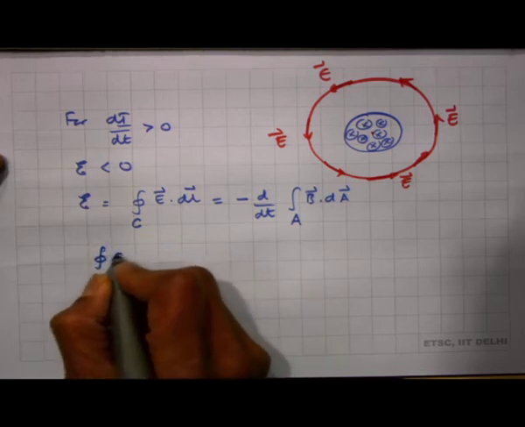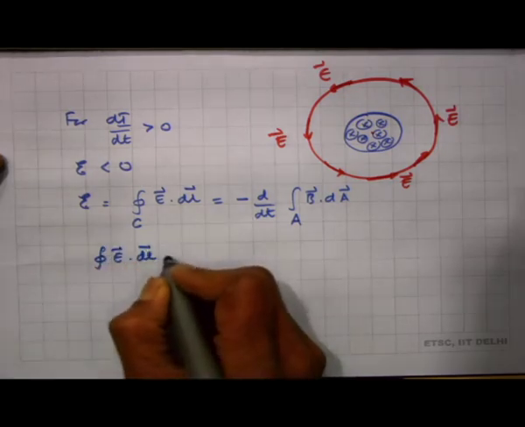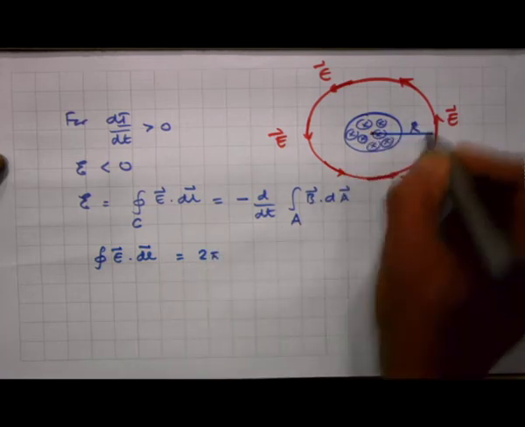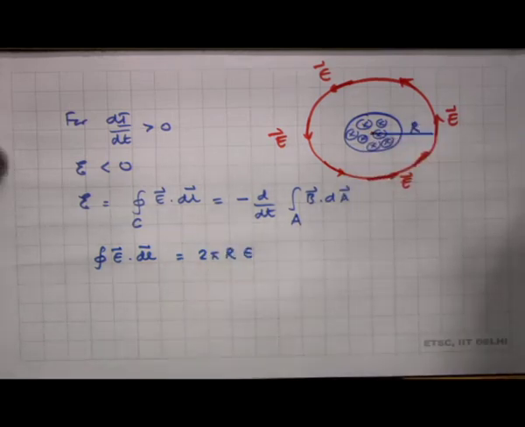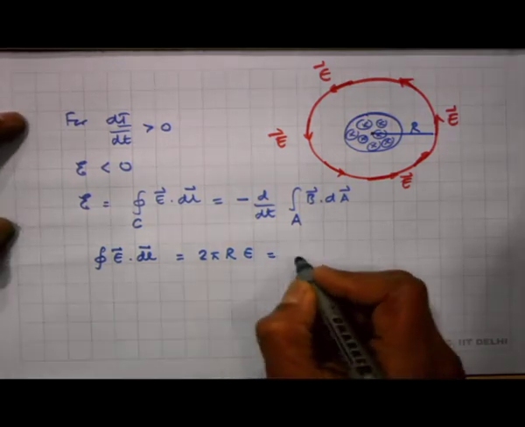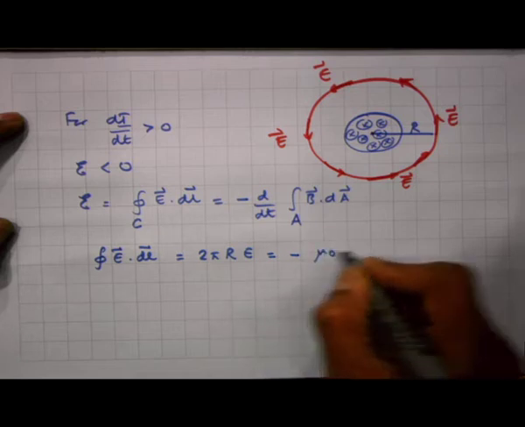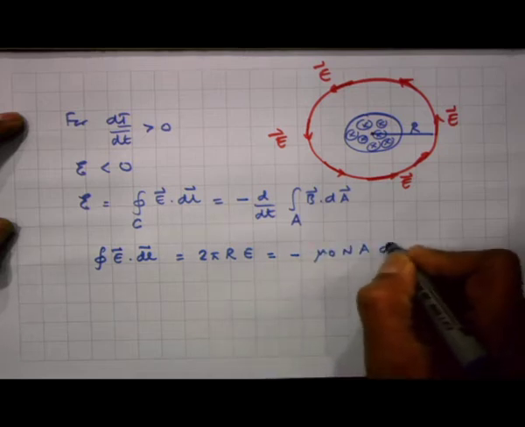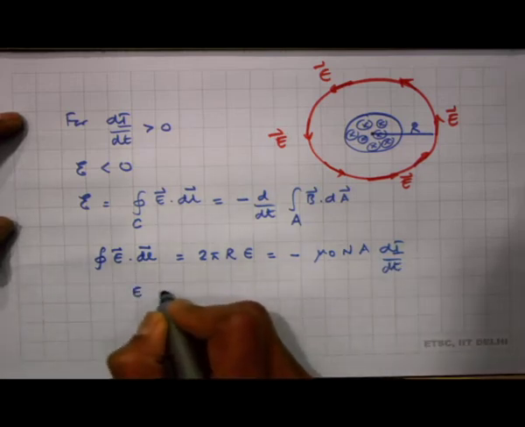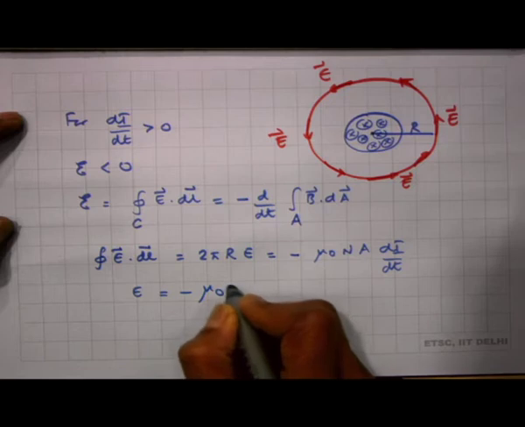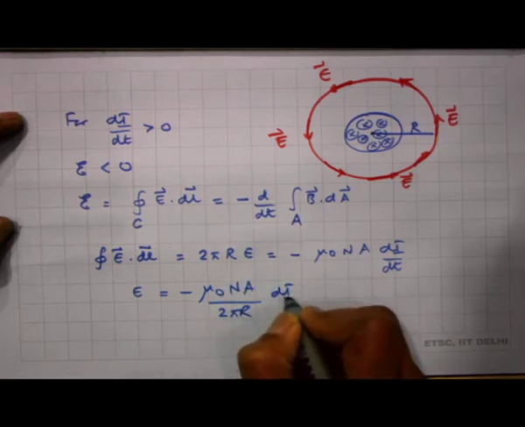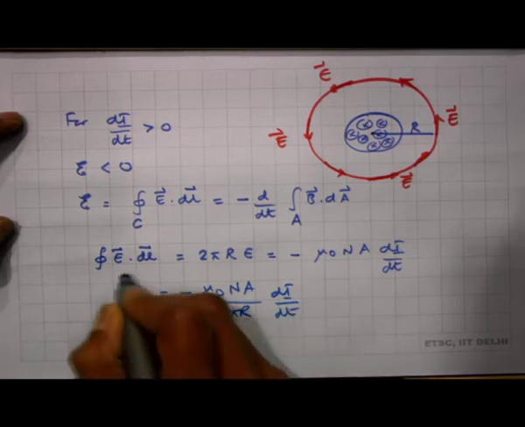So, integral E dot dl is equal to 2 pi into, if this distance is r, into E, 2 pi r E, and that must be equal to minus mu naught N A dI by dt, which is the rate of change of flux. So, the electric field induced is actually minus mu naught N A by 2 pi r dI by dt.